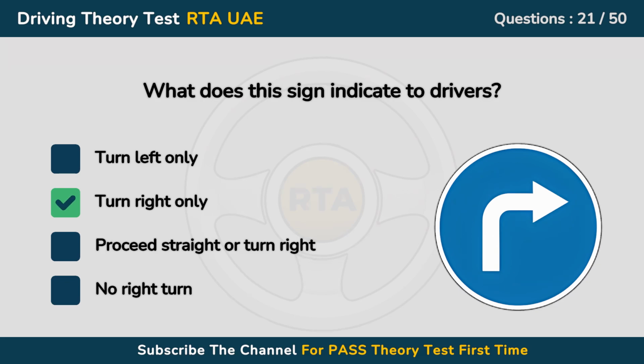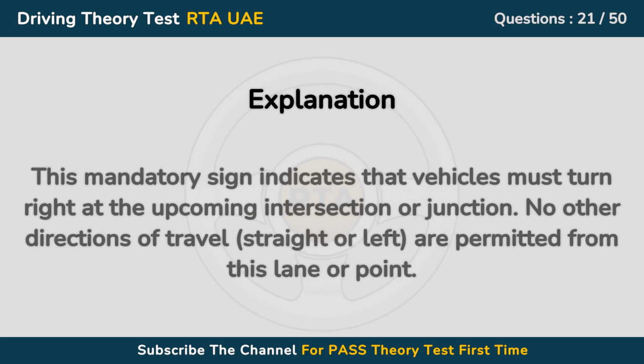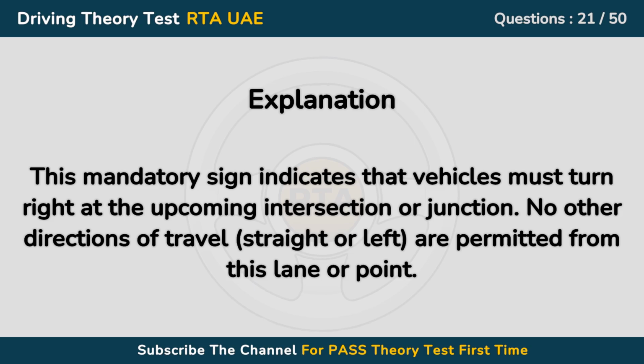Answer is B. Turn right only. This mandatory sign indicates that vehicles must turn right at the upcoming intersection or junction. No other directions of travel, straight or left, are permitted from this lane or point.